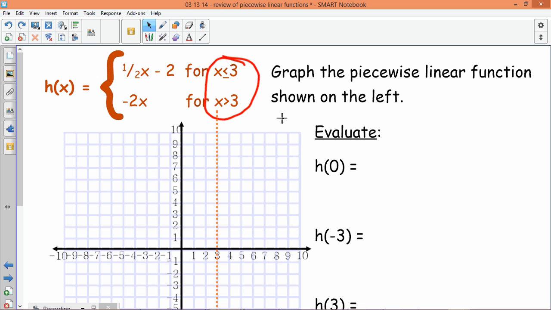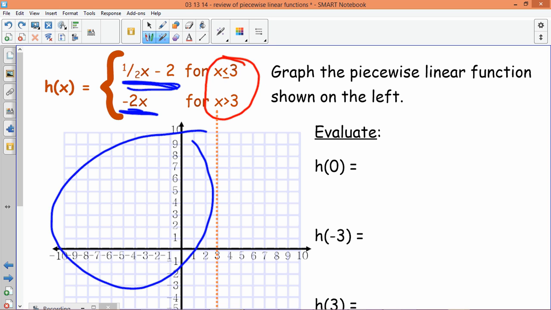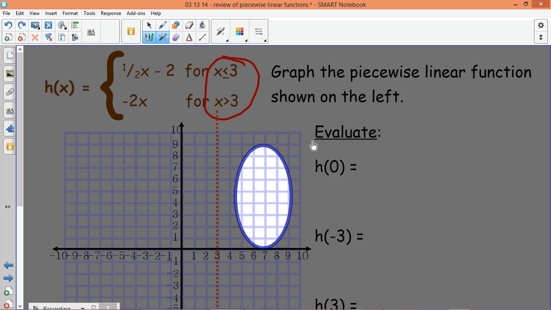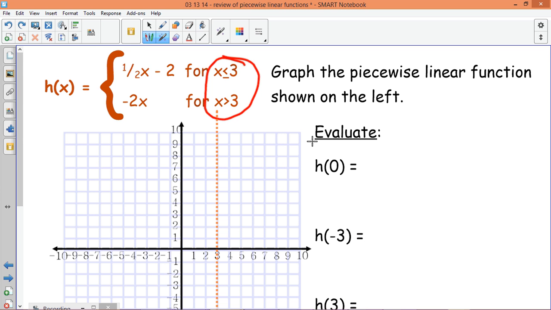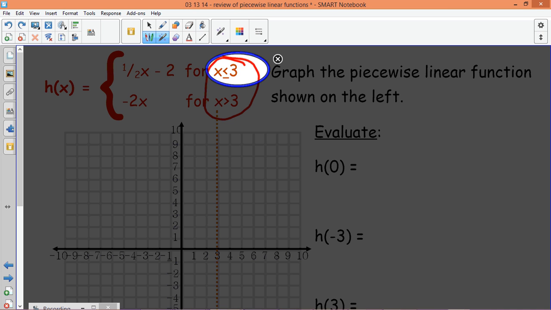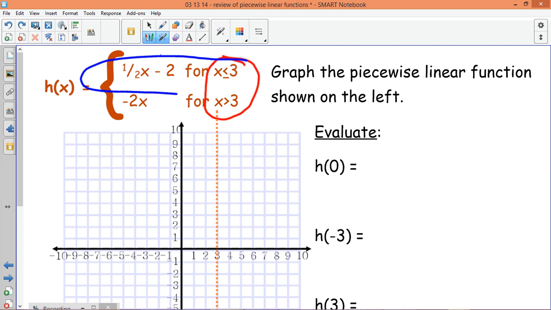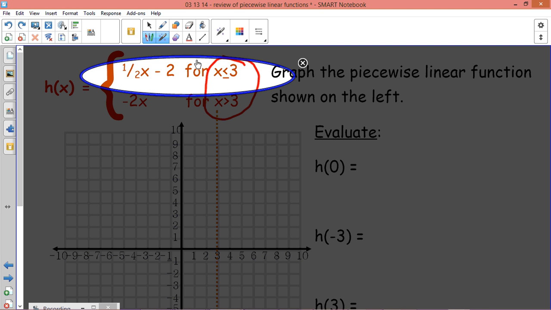So what I'm going to do, I'm going to say that one of these equations, either this one here or this one here, has to be on the left, and the other one would have to be on the right of this line. Okay? Now all I'm going to do is figure out which one is which. So the one on the left is going to be the one where x is less than or equal to, in this case, 3. So I know that my first one, 1/2 x minus 2, is going to be the graph that I put on the left side.